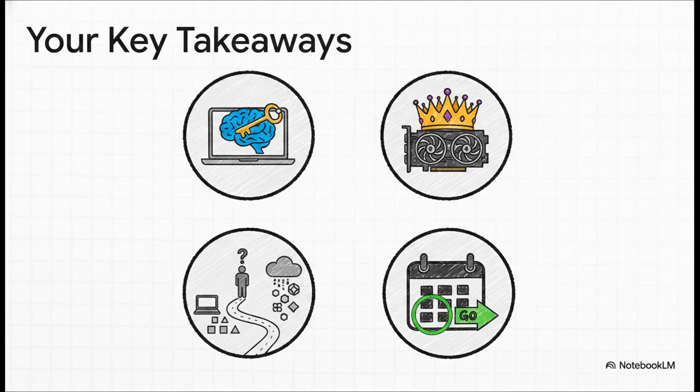So, let's recap the big takeaways here. First, the main idea. Own your intelligence. Don't just rent it from someone else. Second, VRAM is king. For that snappy speed, the model has to fit entirely on your graphics card. Third, use a smart hybrid strategy. Route the easy stuff locally and save the cloud APIs for the real heavy lifting. And finally, maybe the most important takeaway of all, you can start doing this today. The tools are ready for you right now.